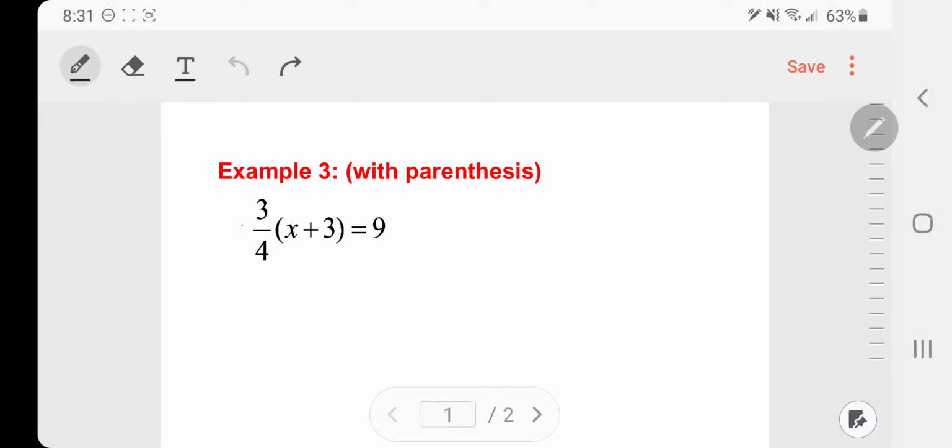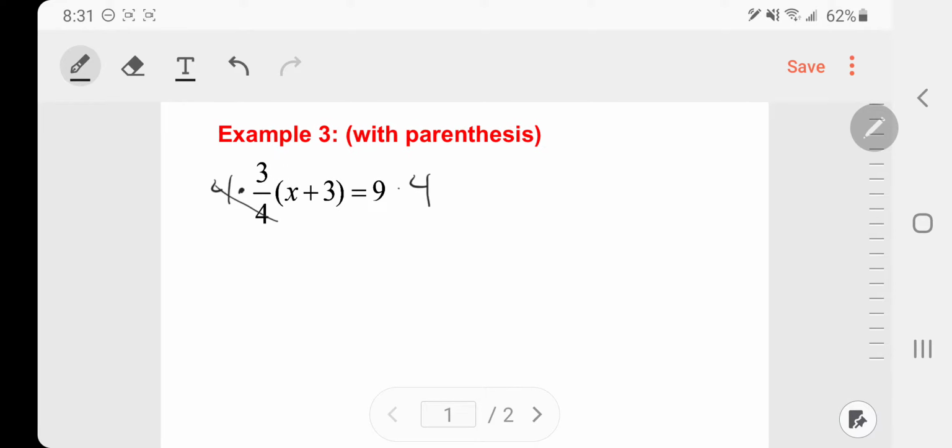So in order to get rid of this denominator, I'm going to multiply by 4. If I do that to one side, I have to do that to the other side as well. Okay, so if I multiply by 4, this becomes 3. I have x plus 3, and then I have 36.